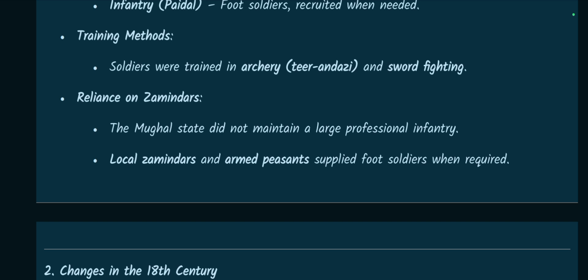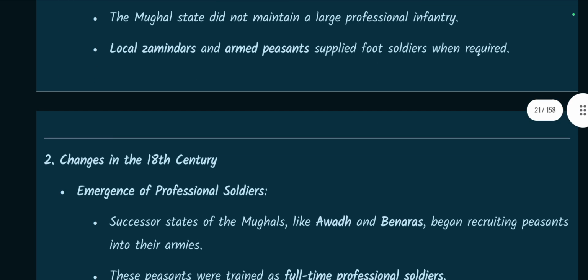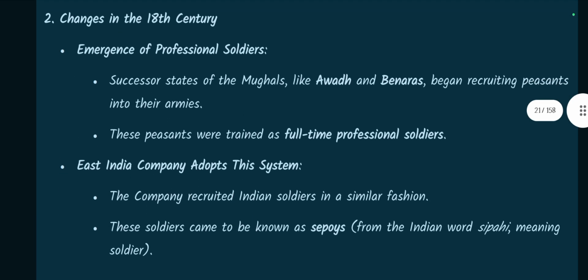Reliance on zamindars. The Mughal state didn't maintain a large professional infantry. Local zamindars and armed peasants supplied foot soldiers when required. Number 2: Changes in the 18th century.